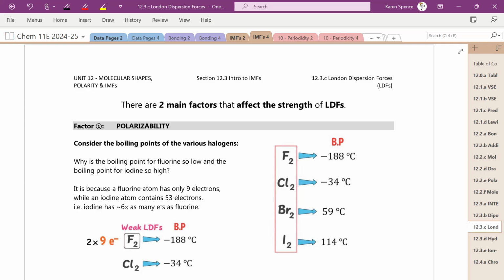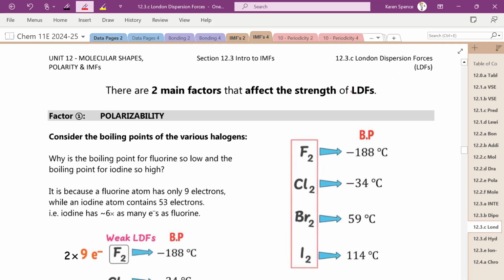Two main factors that affect the strength of London dispersion forces. This is page 75 now. One of them is polarizability. And what affects polarizability? Polarizability depends on what? The size, but more specifically, not just size, but number of electrons.